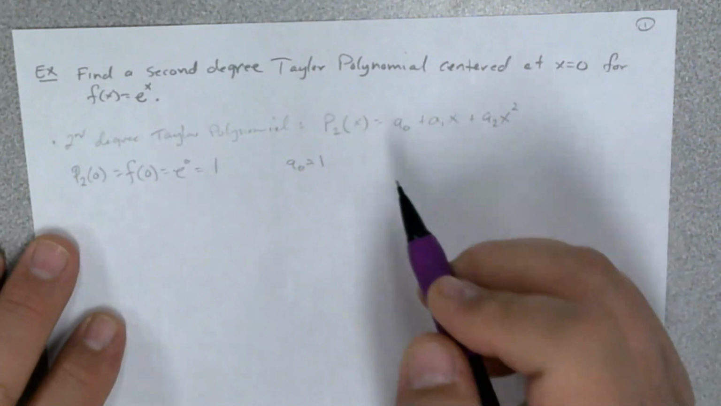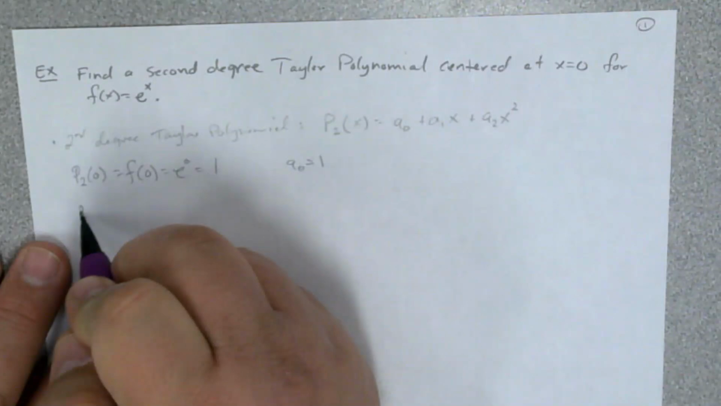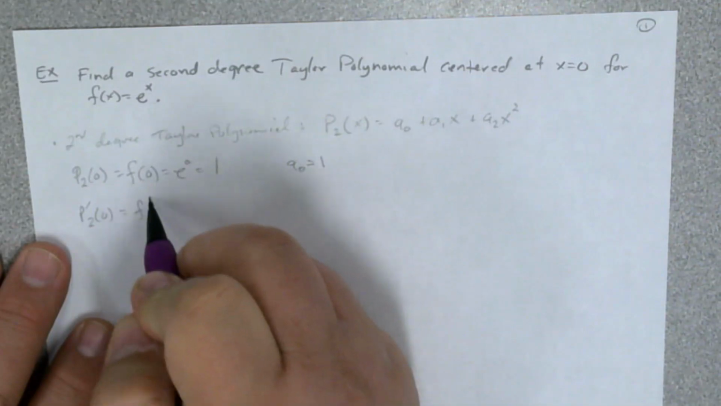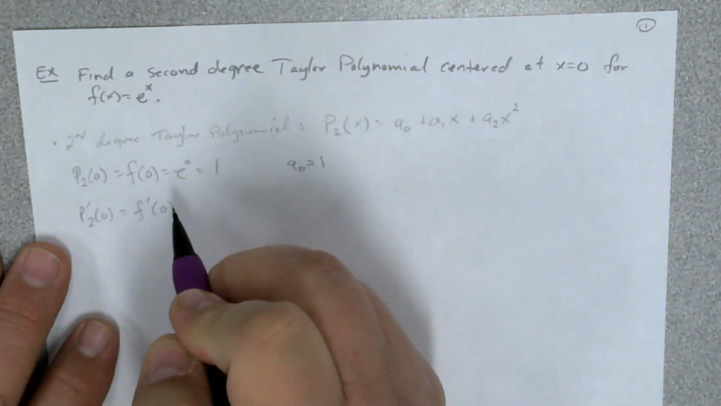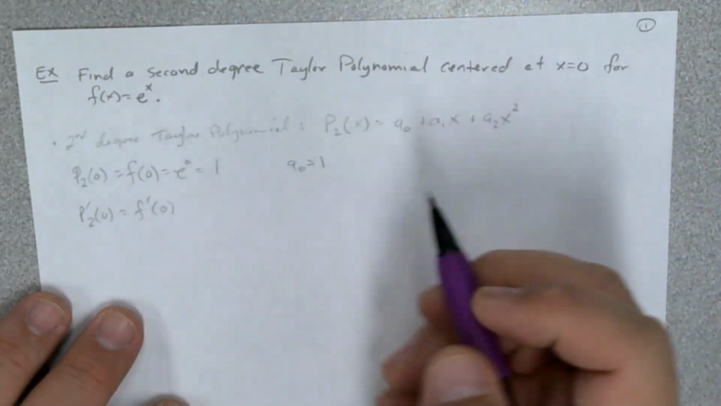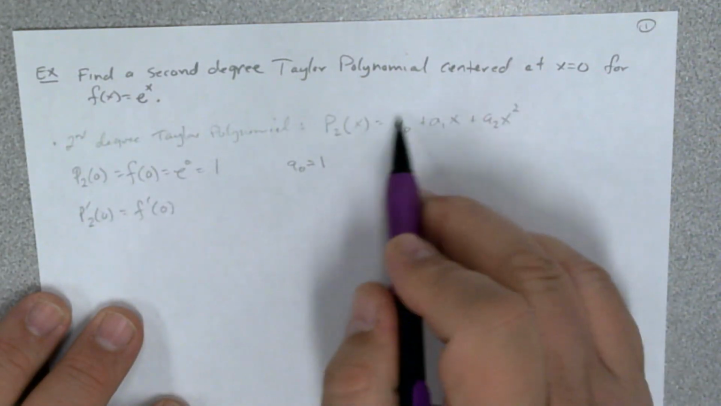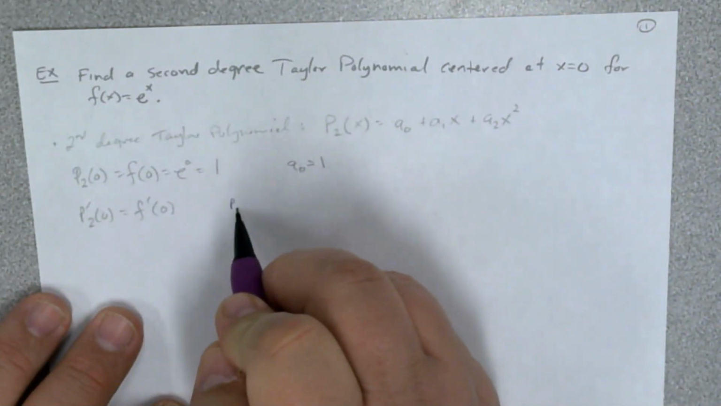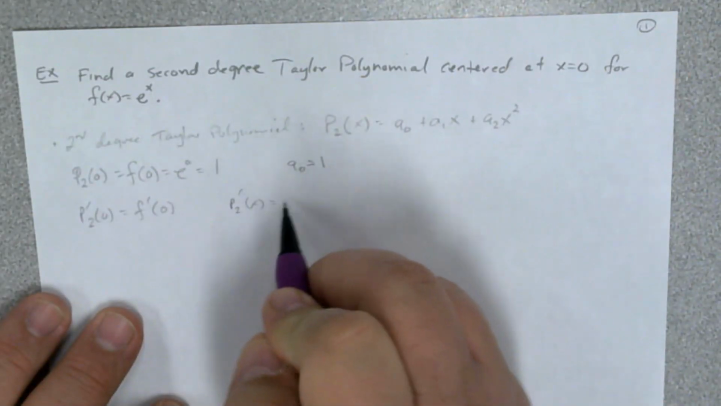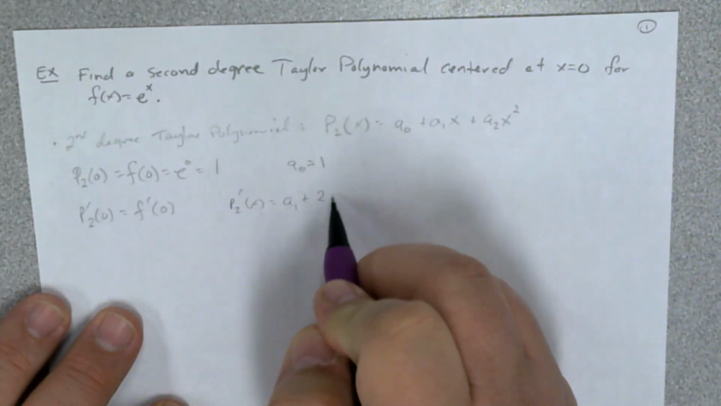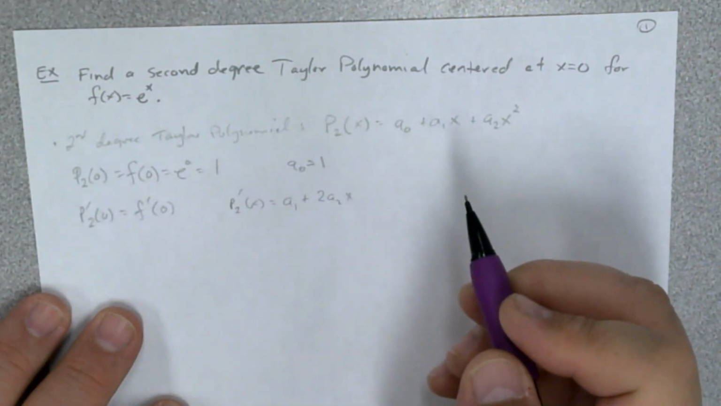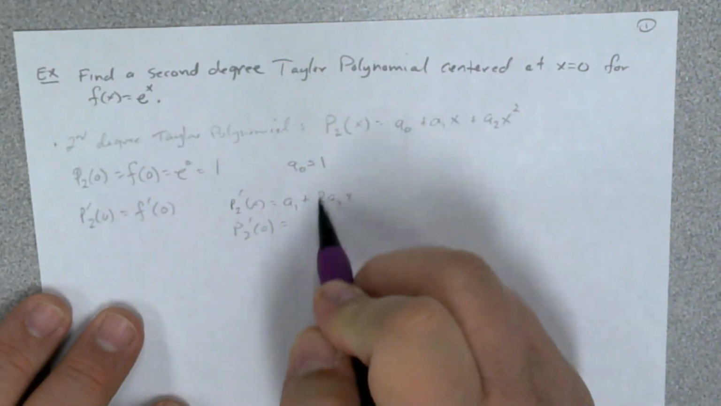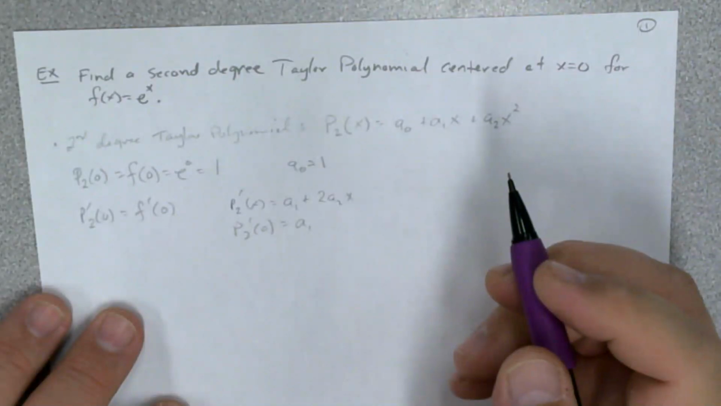So let's match slope. We want our Taylor polynomial's derivative at 0 to match f prime at 0. Well, take the derivative of this. That's a constant, so that'll be 0. This turns into a 1, so P2 prime at x is going to be a sub 1 plus 2 a sub 2 x. If I plug in 0, you can see that this goes to 0, and I simply get a sub 1.